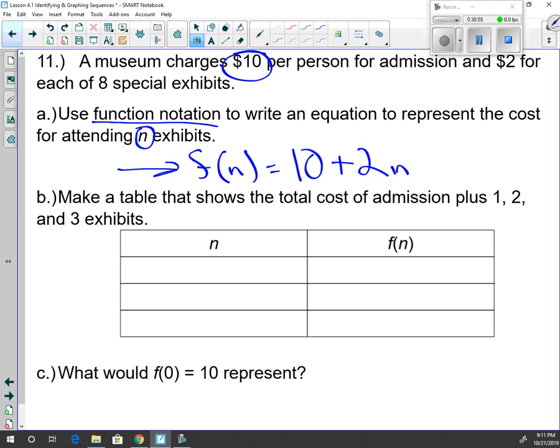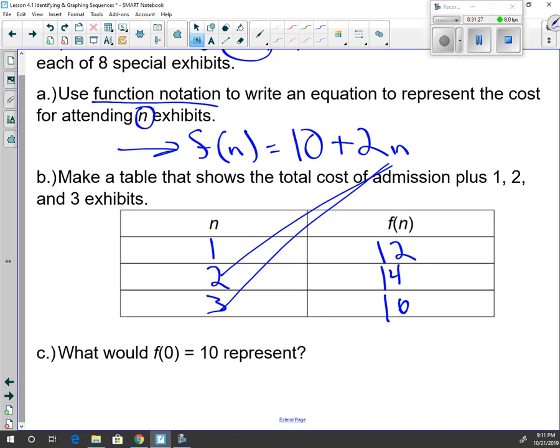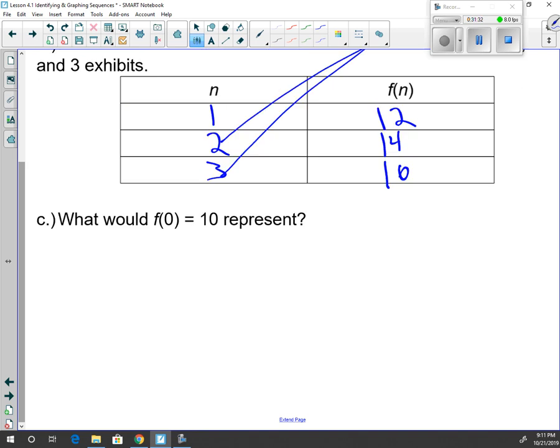And now using that explicit rule, or this function, we have tickets for 1, 2, and 3 exhibits, right? Well, what's it going to cost? If I substitute in 1, 2 times 1 is 2, plus 10 is 12. If I substitute in 2, 2 times 2 is 4, 4 plus 10 is 14. If I substitute in 3, 2 times 3 is 6, plus 10 is 16. Awesome.